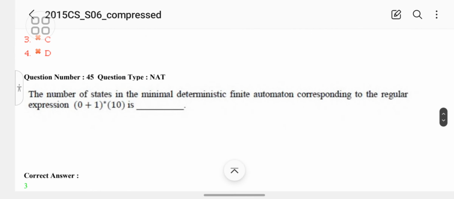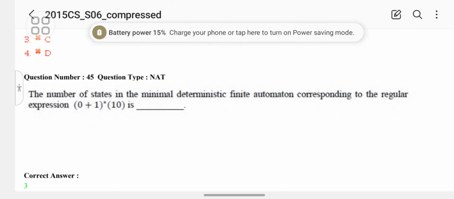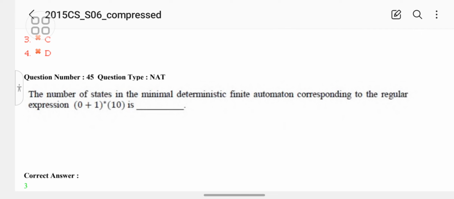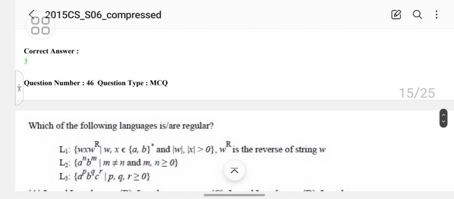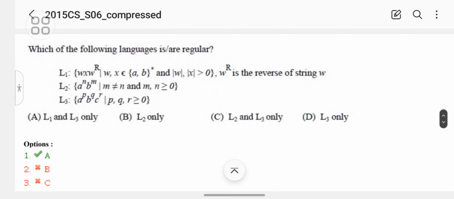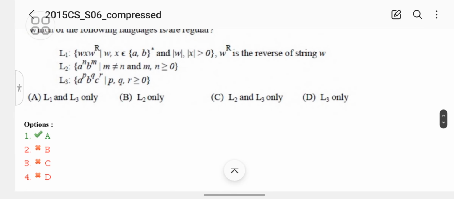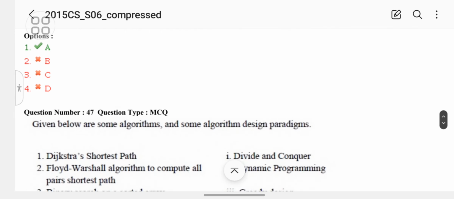Now the number of states in the minimum deterministic finite automaton corresponding to the regular expression 0 plus 1 asterisk 1 0 is what? So if you find the states in this minimal DFA, you will get the answer as 3 here. Next is 46. Which one of the following languages is regular? So for this L1 and L3 are the answer.